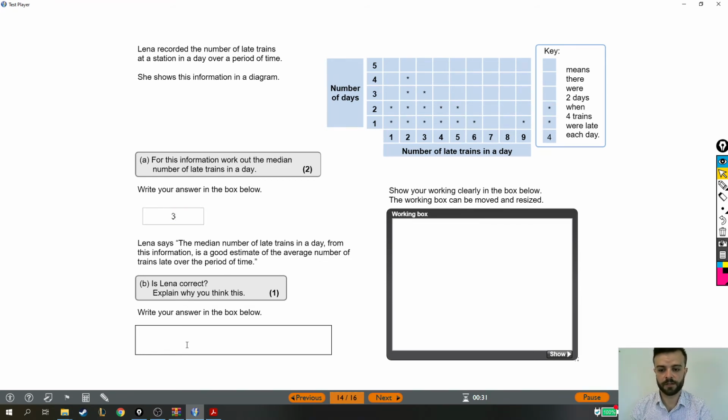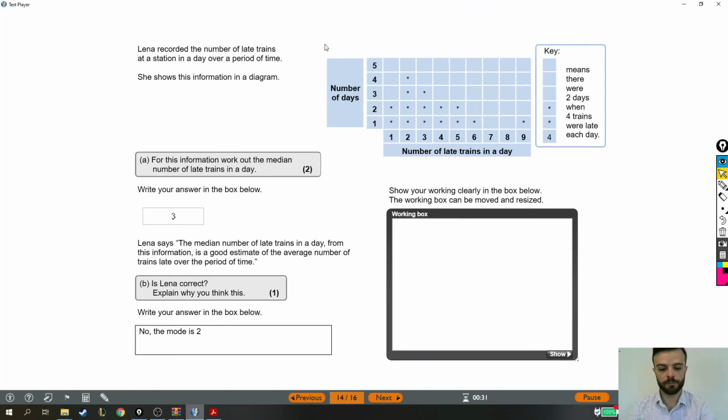I think perhaps the easiest answer would be to say no, the mode is 2, mode being the most common, and I know that 2 is the mode because it's the number of late trains that happened the most often. There were 2 late trains more often than there were any other number of late trains, so the mode is 2. Or if you think back to when we had our big list of numbers at the top, 2 was the number that appeared the most often in that list.